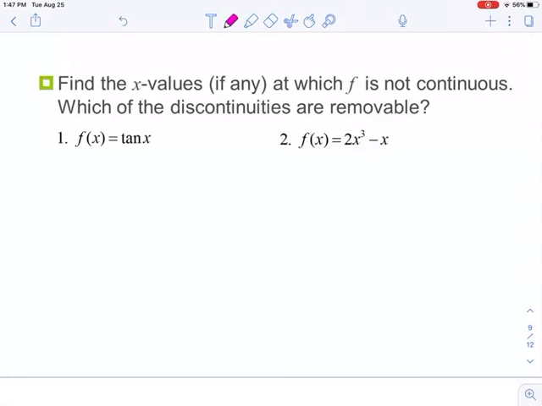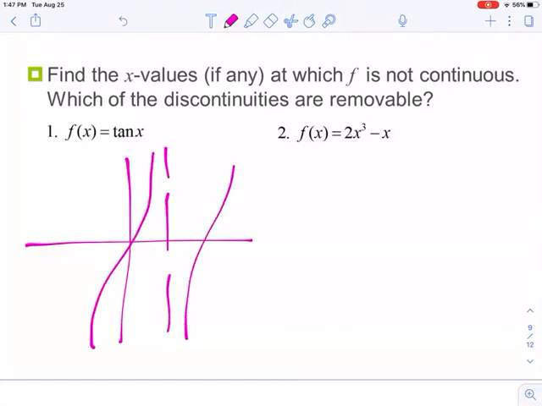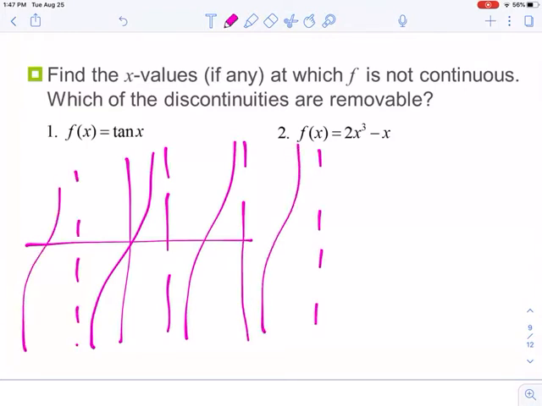Okay, so we're going to go through some algebraic examples, and we're going to go through determining is it continuous or not, and what types of discontinuities are there if it's not continuous. Okay, so write down number 1, f of x equals the tangent of x. I know it's been a while since we did our pre-calculus, but I want you to remember that this is what a tangent graph looks like.